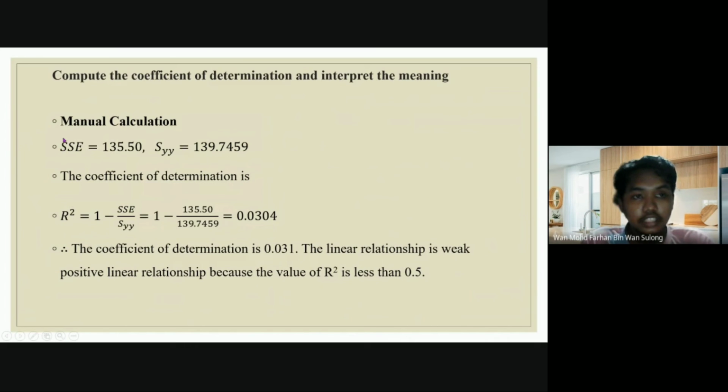Next is to compute the coefficient of determination and interpret the meaning. Using the manual calculation, SSE is 135.5 and Syy equals 139.7459. The coefficient of determination r square equals 0.0304, therefore approximately 0.031. The relationship is a weak positive linear relationship because the value of r square is less than 0.5.